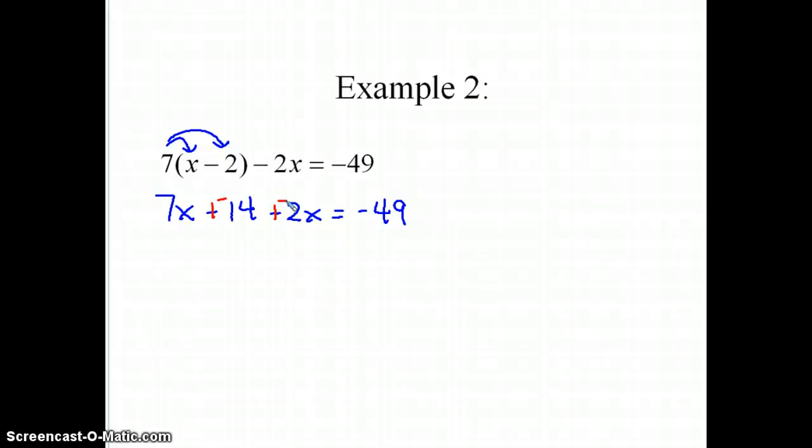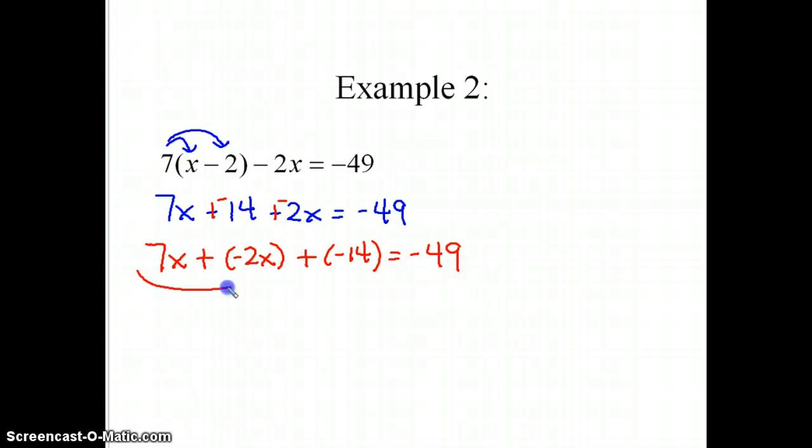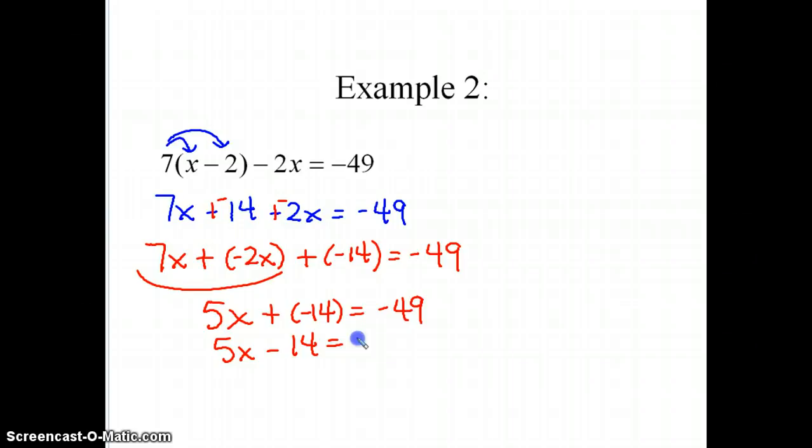I will now combine or move the like terms together using the commutative property. So I have 7x plus a negative 2x plus a negative 14 is equal to negative 49. I'll combine the two like terms. 7x plus negative 2x gives me 5x, plus a negative 14 is equal to negative 49. Once again, I have my double sign. I can change that, so now I'm back to 5x minus 14 equals negative 49.